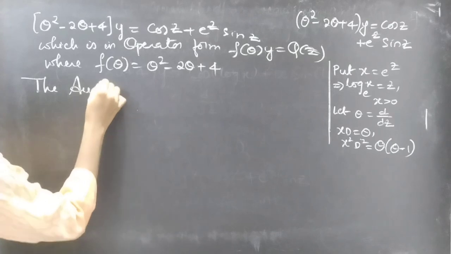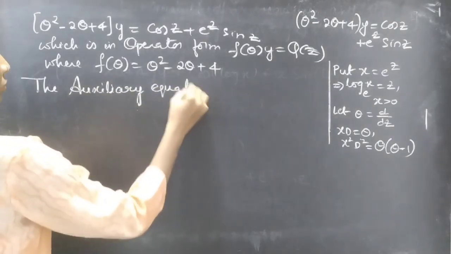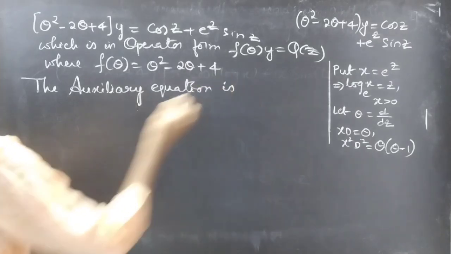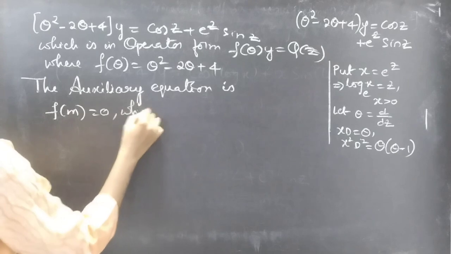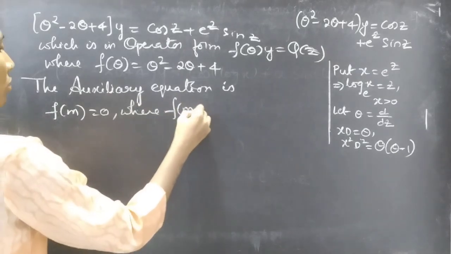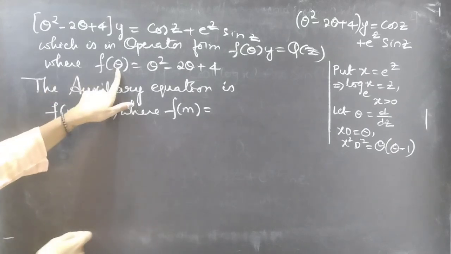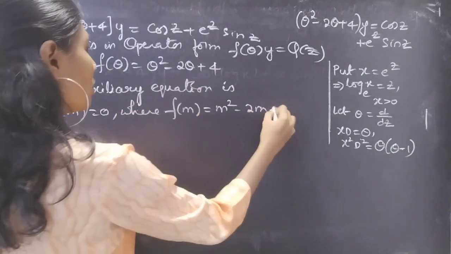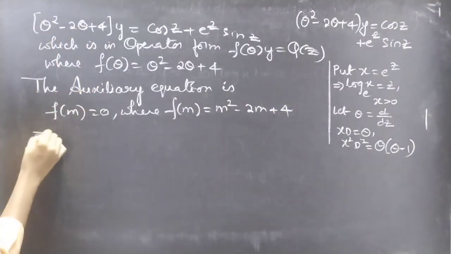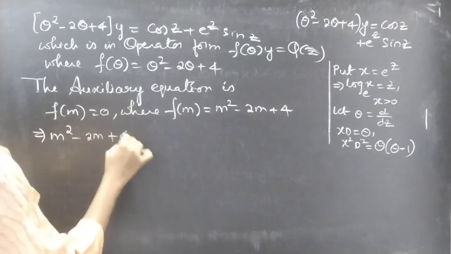The auxiliary equation is f(m) equals 0, where f(θ) is θ² − 2θ + 4. Let's replace the differential operator θ by m, so that we get f(m) equals m² − 2m + 4. Now the auxiliary equation becomes m² − 2m + 4 equals 0.